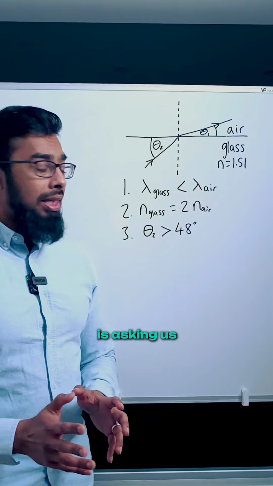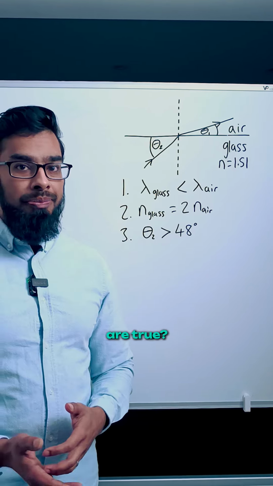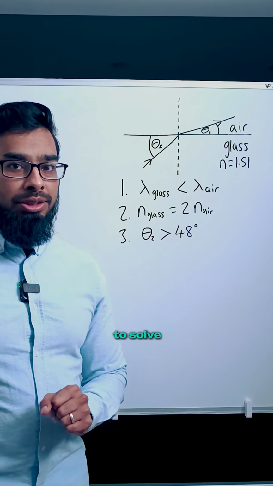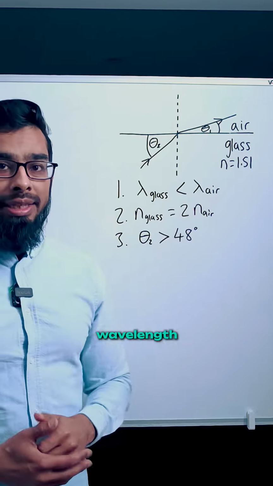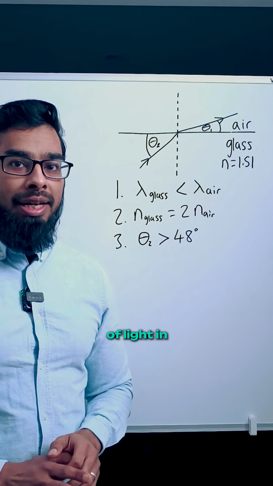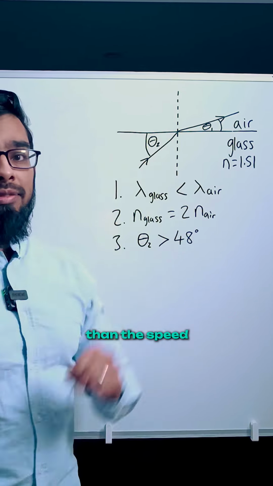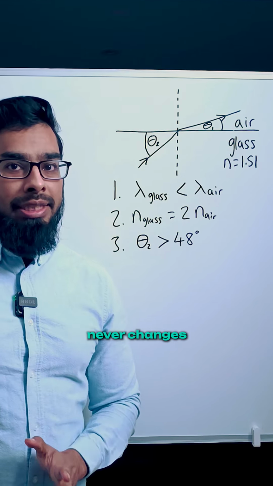The question is asking us, out of these three statements, which ones are true? So let's look at the first two, which are pretty easy to solve straight away. Statement 1 says that the wavelength in glass is less than the wavelength in air. This is true. We know that the speed of light in glass is lower than the speed of light in air, and the frequency never changes in refraction.